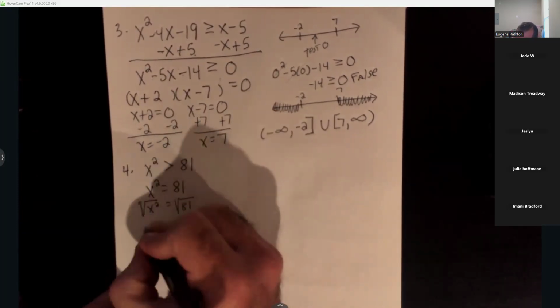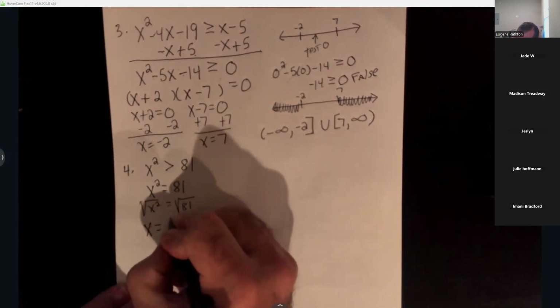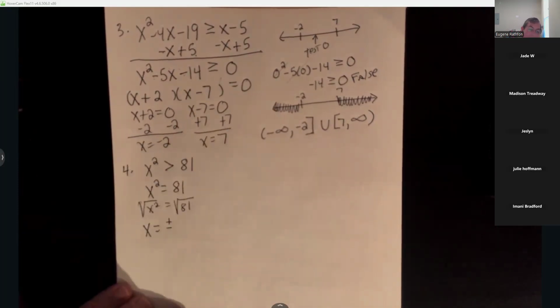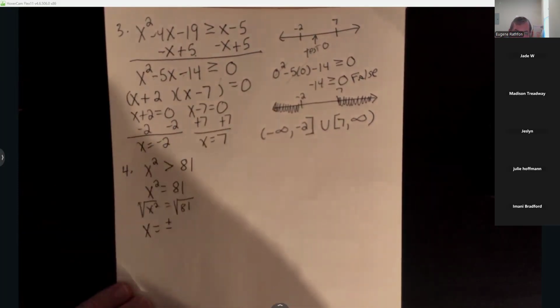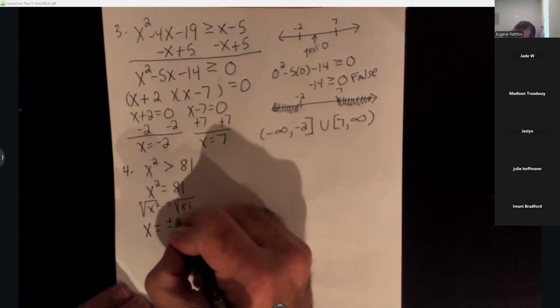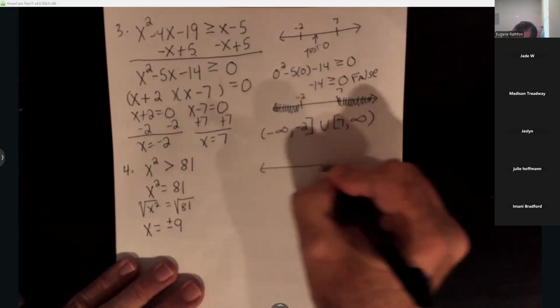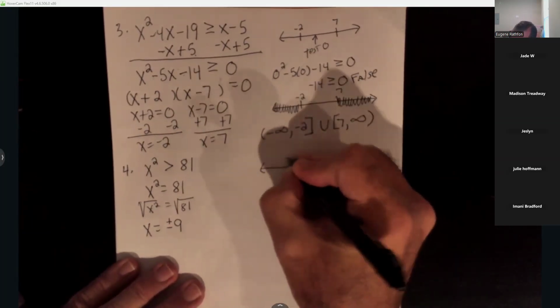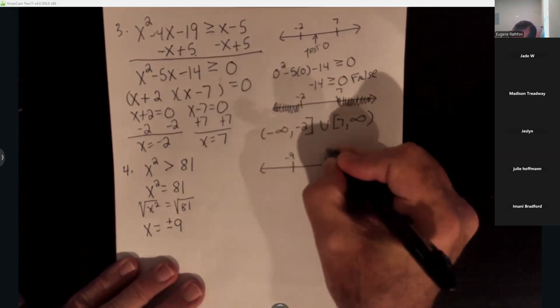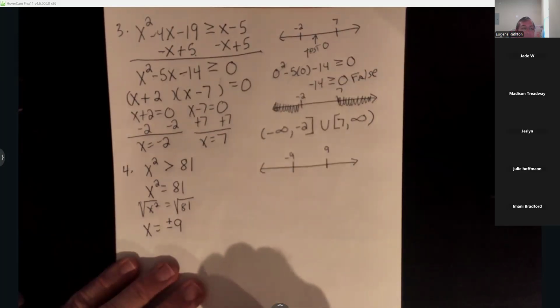So square root of x squared is x. And y'all remember, this is a plus or minus now. Anytime you're doing an equation and you're taking square roots, you gotta account for the positive and minus answers of both, okay? And then square root of 81 is 9. So this interval will be a -9 and a +9.